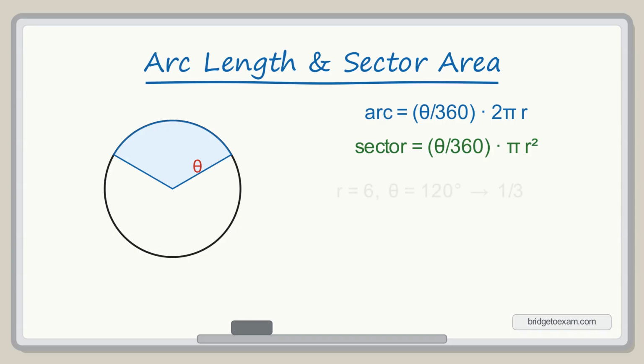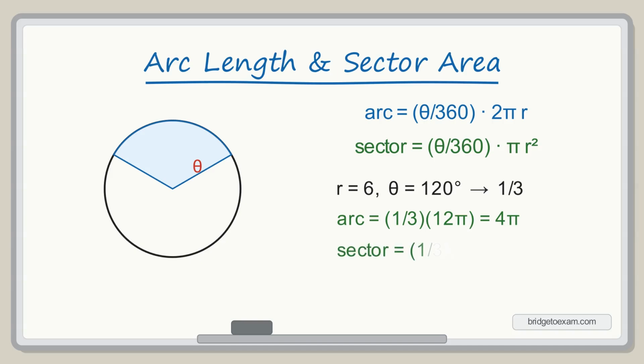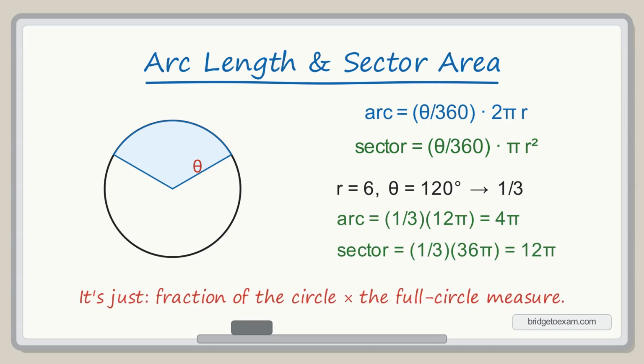Take radius 6 and a central angle of 120 degrees. That fraction is 1/3 of the circle. So the arc is 1/3 of 12 pi, which is 4 pi, and the sector is 1/3 of 36 pi, which is 12 pi. Every time it is just a fraction of the whole.